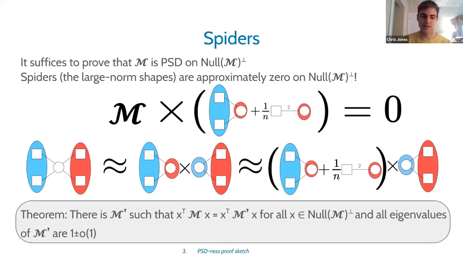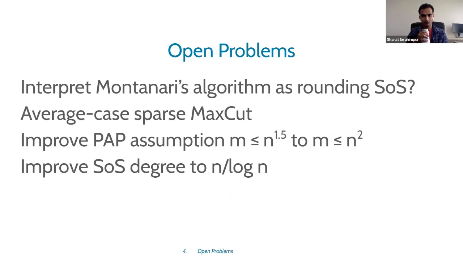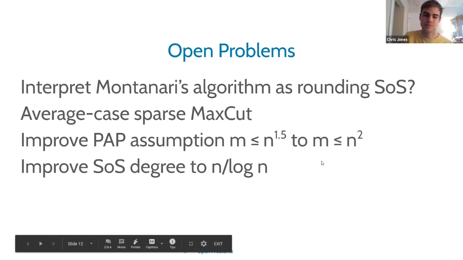Okay, so that's a very high level picture, but the theorem we're able to prove is that there is some matrix M prime which has the same quadratic form value as M, as long as you look at the complement of the null space. And by virtue of the fact that we've gotten rid of all the spiders from M prime, it has all eigenvalues concentrated within 1 plus or minus a little o of 1. Okay, so that's the high level overview, and that's really all I wanted to say.